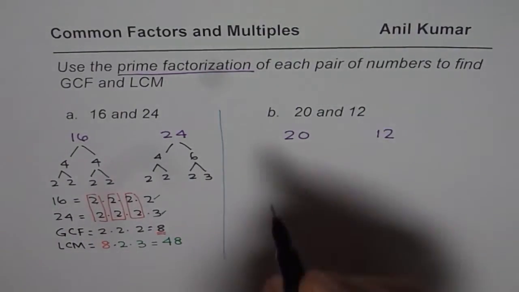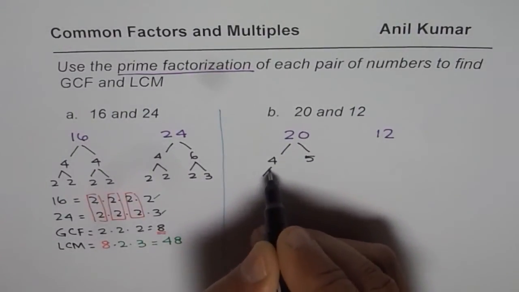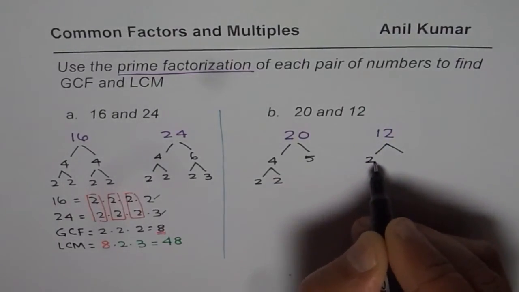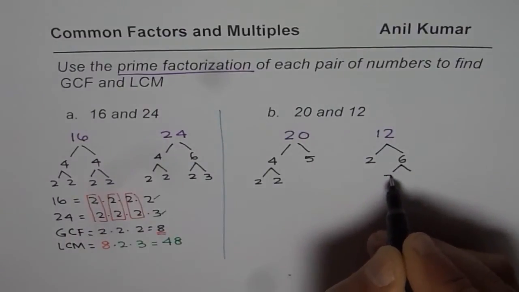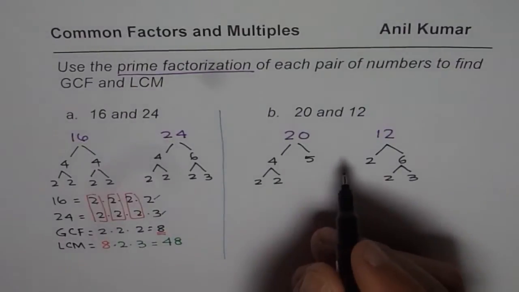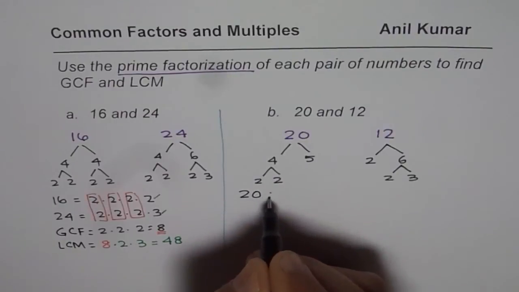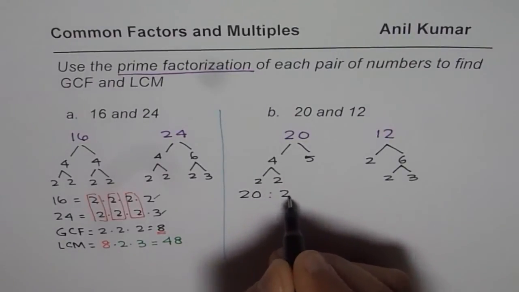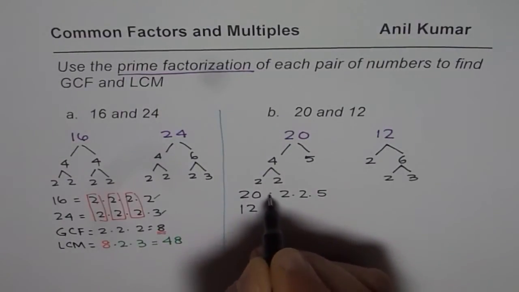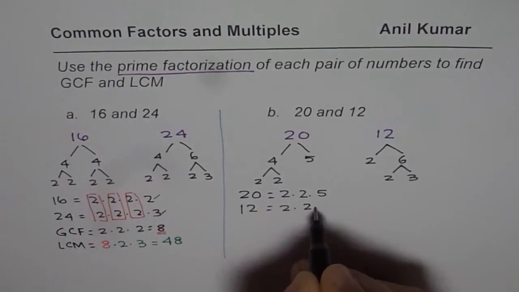20 could be written as 4 times 5, and 4 can be written as 2 times 2. How about 12? 12 is 2 times 6 and 6 is 2 times 3. I've taken very simple numbers so that you understand the method. So let's write the prime factorization of 20. For 20 it is 2 times 2 times 5. And for 12 it is 2 times 2 times 3.